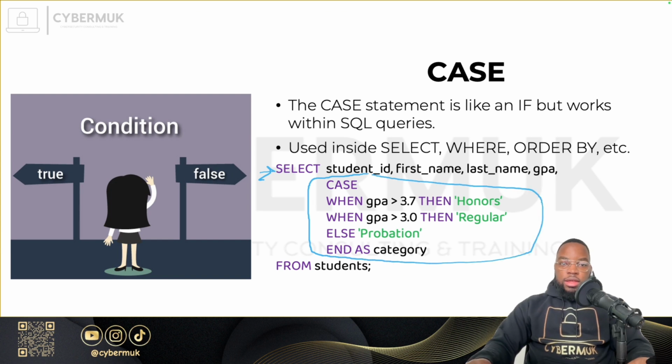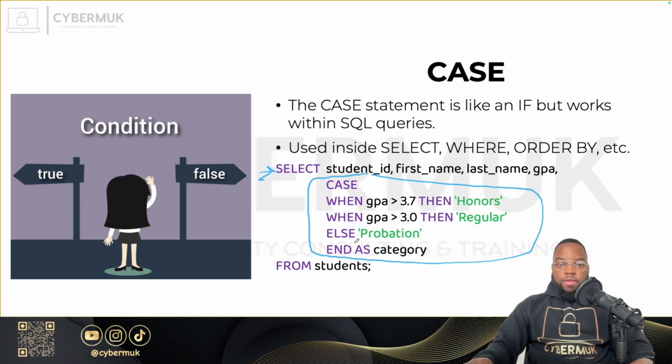And what does this say? It says, in the case where the GPA is greater than 3.7 for the student, then in that column, you enter the term honors. In the case where it's just greater than 3, but not greater than 3.7, then you enter the term regular, and anything else will be probation. So if a student had like a 2.5 GPA, it would enter probation. Remember, we only have 5 rows in our table, but it could be way more.